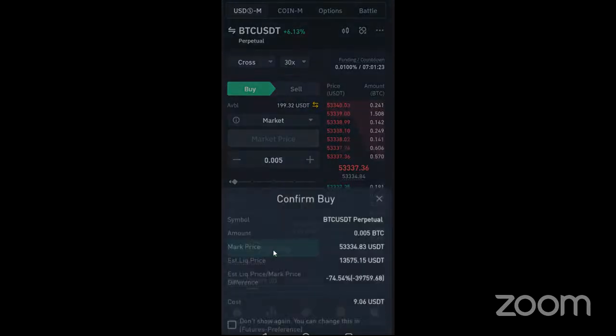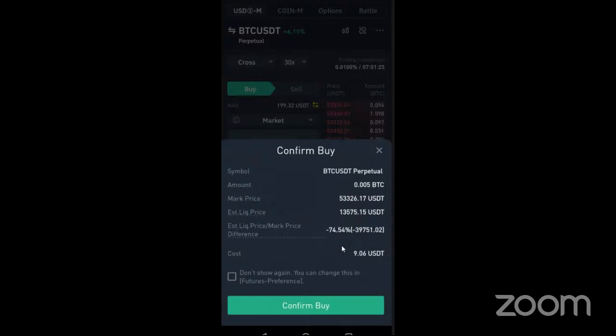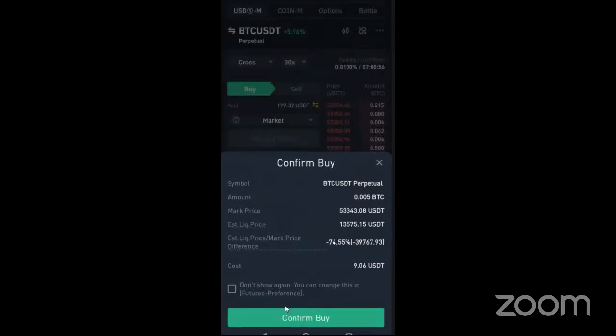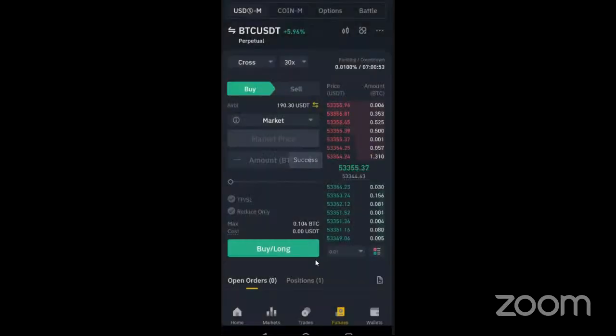And so I've taken it out, and then you can see it has brought out the details of what I want to do. That the amount of the BTC I'm purchasing is 0.005 BTC, and then the mark price right now is about 53,325, and then liquidation, that means if price eventually goes to 13,575, that is when I am going to be liquidated, and then it's going to be costing me about $9 for that. So you just say confirm, and then I'll confirm the buy position. So once I do that, it automatically takes the trade.